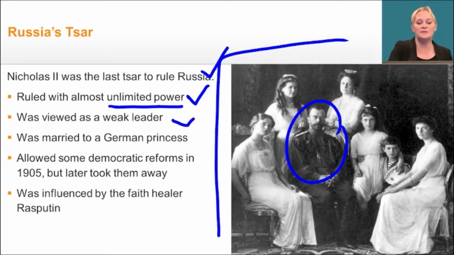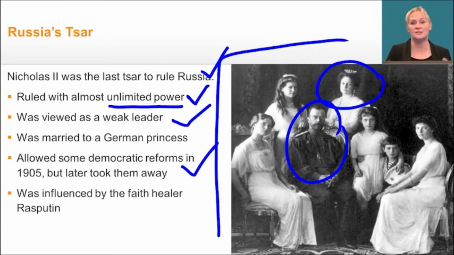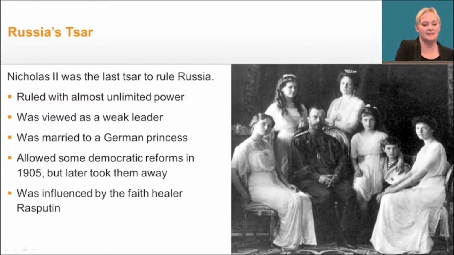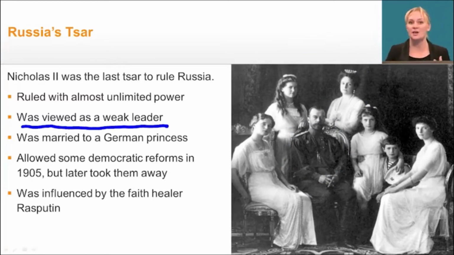However, he was viewed as a very weak leader. He was married to a German princess, Alexandra, right here, and he did allow some democratic reforms in 1905, but later he changed his mind and he took them away. And he was also influenced by a faith healer named Rasputin. Now, a lot of these things all led to his view as being a weak leader. Let's take a look at one incident that occurred that made him seem extremely weak.